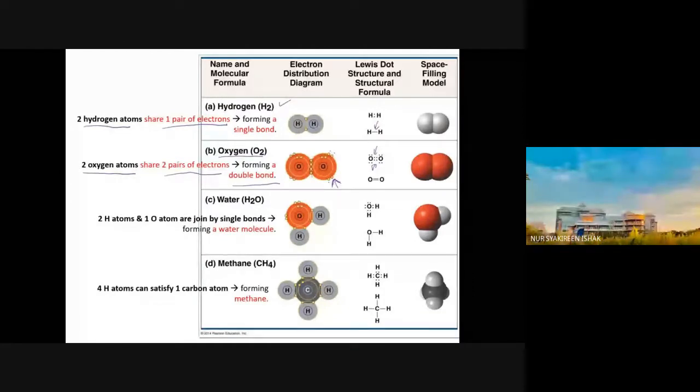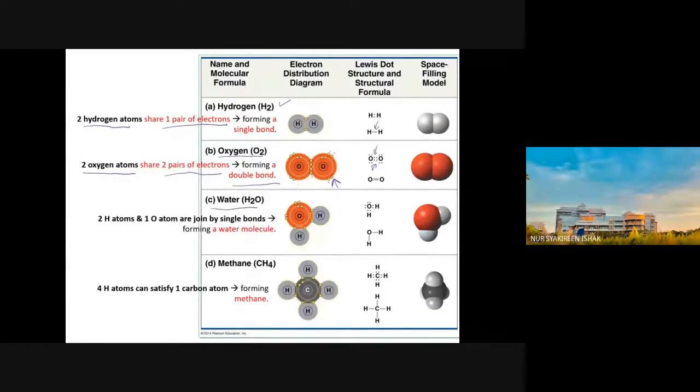So the third molecule is water molecule. A water molecule is formed when two hydrogen atoms and one oxygen atom are joined by single bonds. So there are actually two single bonds that are formed between two hydrogen atoms and one oxygen atom. The next molecule is methane.